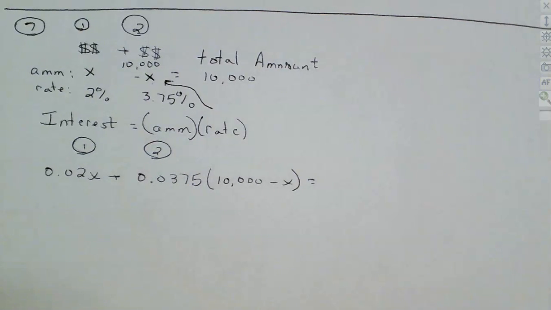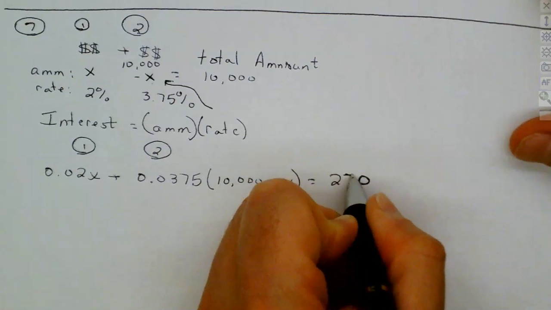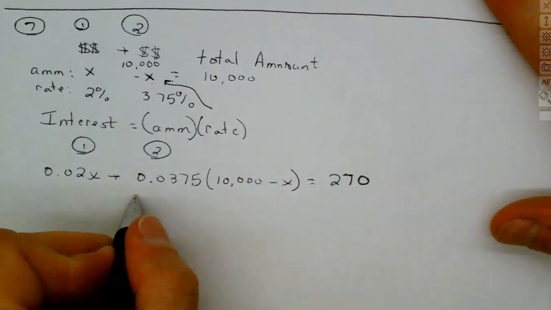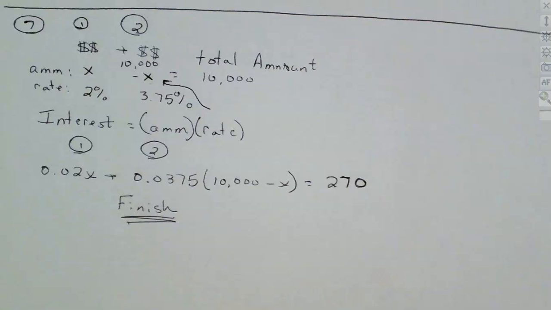How much total interest did we make? We made 270. So that's what we've got there. You can finish it. So distribute through and finish it out.